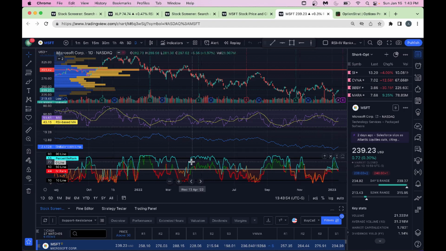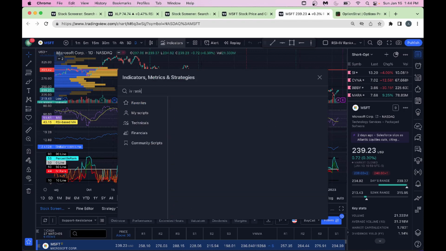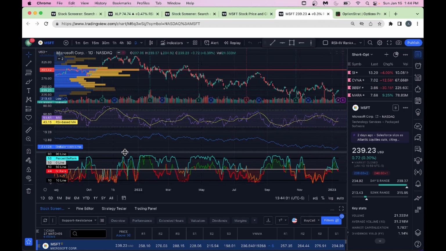Next important thing is this one here. This is IV rank. I can go in here to the indicator and you can just type in IV rank, and I'm using the first one here, which is IV rank and IV percentile by Sega or KO. It's a good indicator. It works. It's not perfect. Does it match completely with what's in Thinkorswim or other platforms? Probably not, but it's a good indicator. Tells you how is the volatility doing. So that's good enough. You could add that. That's what I have added here. And look, I have added that here.